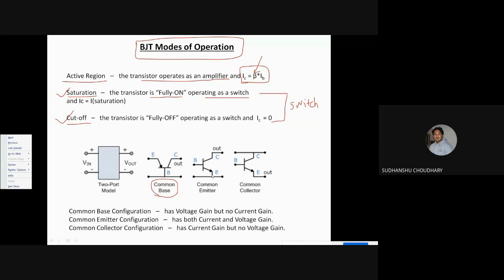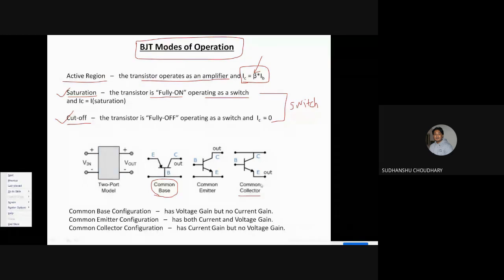Similarly, emitter is common to both base and collector, which is called common emitter configuration. Then the collector is common to both base and emitter, which is called common collector. Okay. So these three configurations can be utilized for circuit applications. So whenever we are trying to use the BJT in circuits, one can utilize these three configurations.